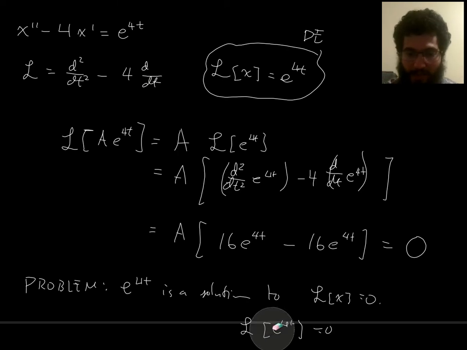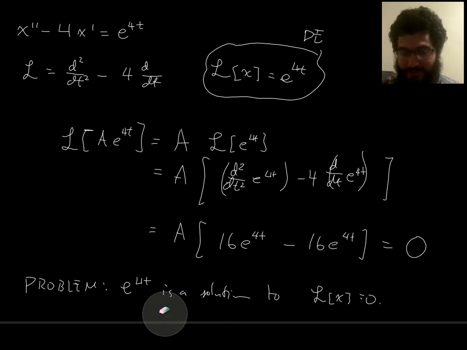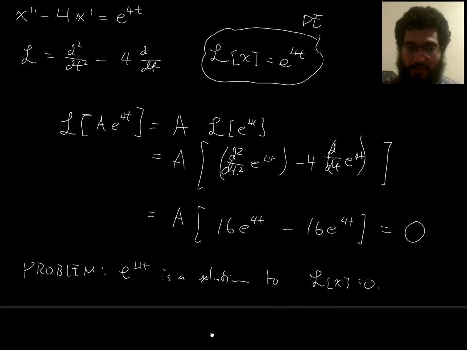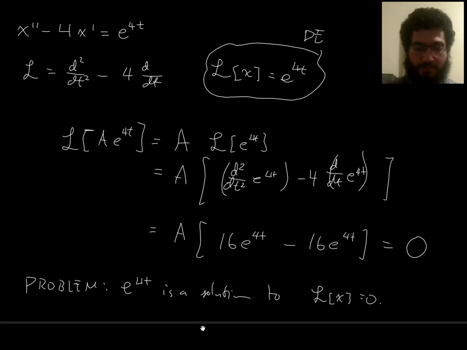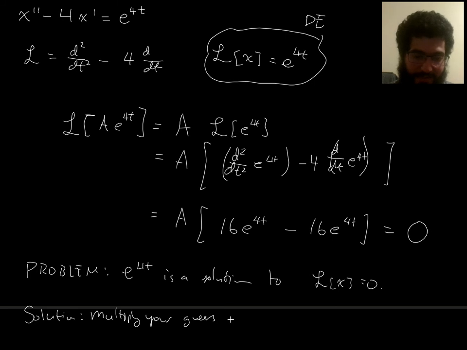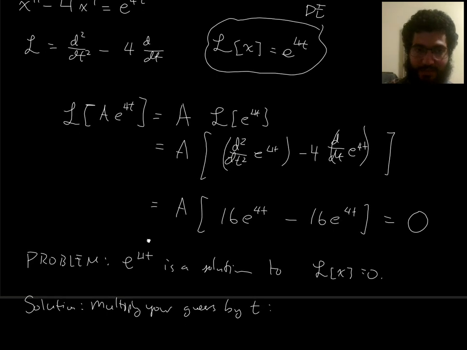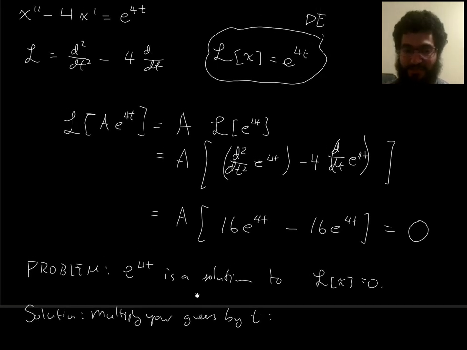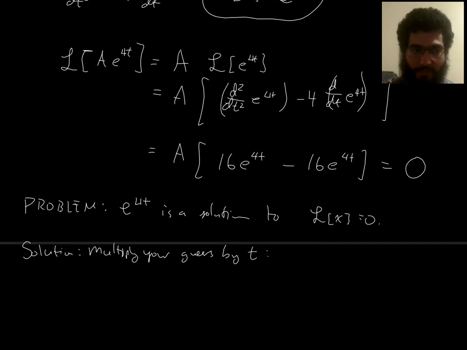So no capital A that you multiply by e to the 4t is going to stop that from coming out as 0, because L is linear. So this is a problem. So what do we do? The solution is multiply your guess by t. And that should work. Maybe it should work. If it doesn't work, then apply the solution again and multiply by t again, and so on and so on. But hopefully multiplying by t once works here.